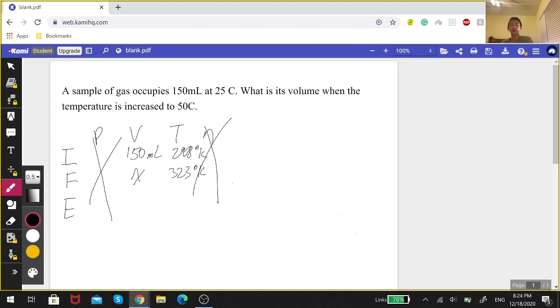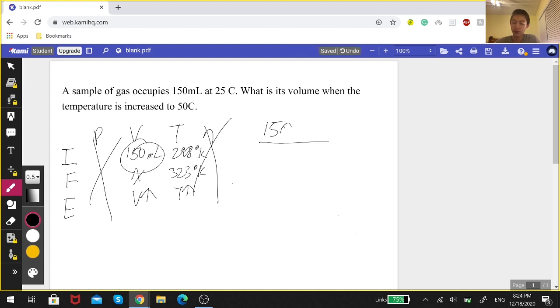If you remember in the previous video, we said that Charles' law states an increase in temperature means an increase in volume, as they're directly proportional. So temperature increases, volume is going to increase as well. And now we're going to grab what we already have, 150, and multiply it by our ratio.